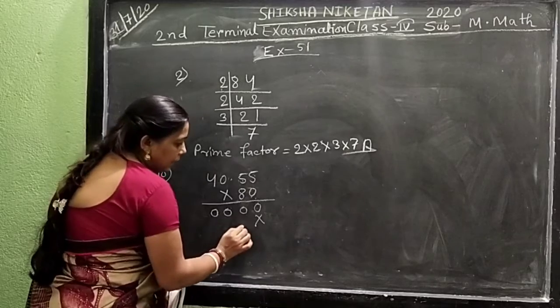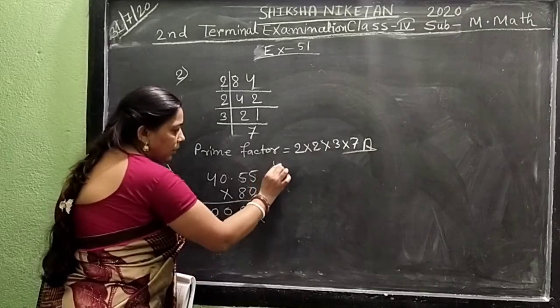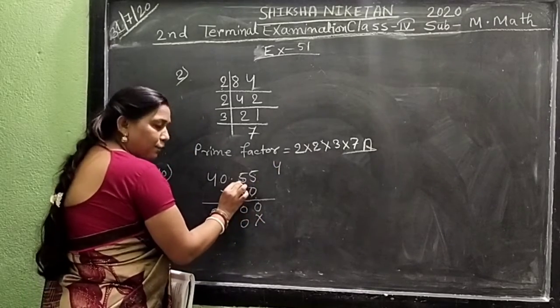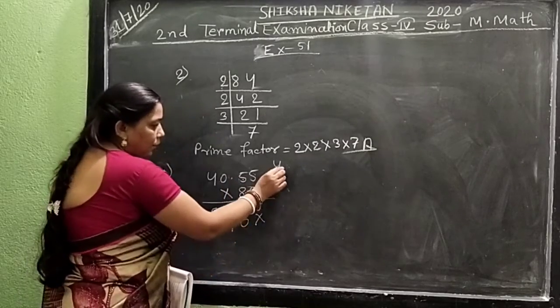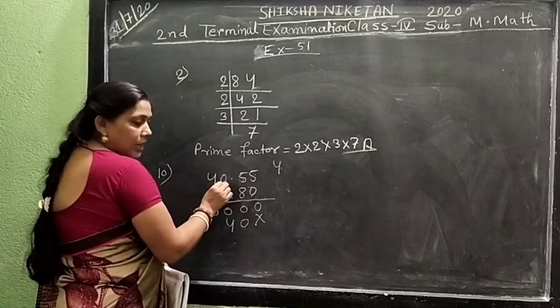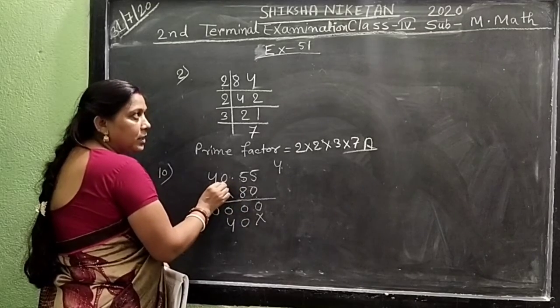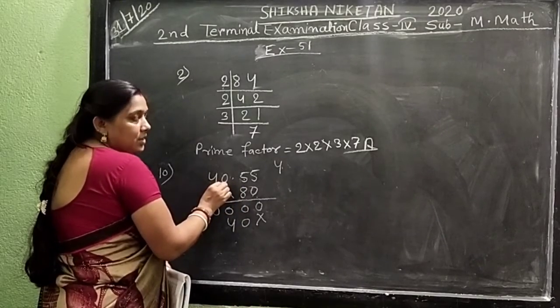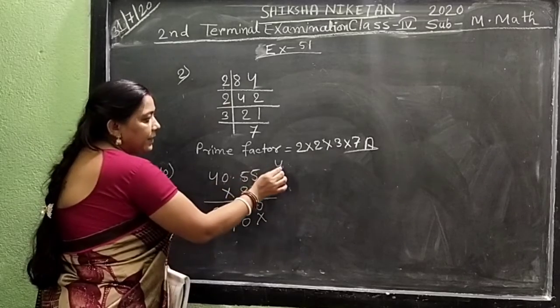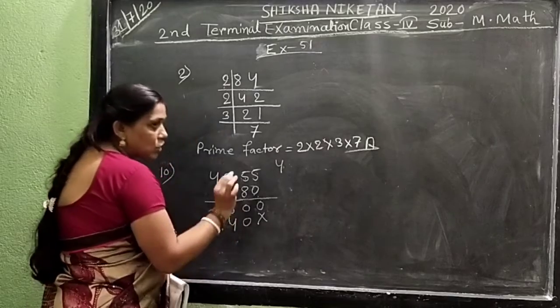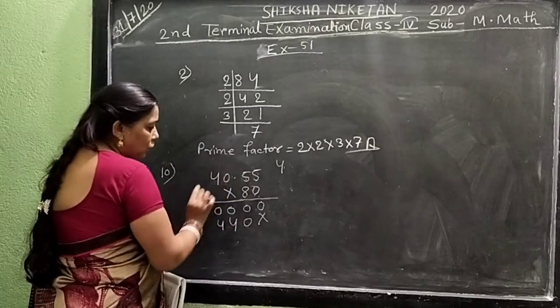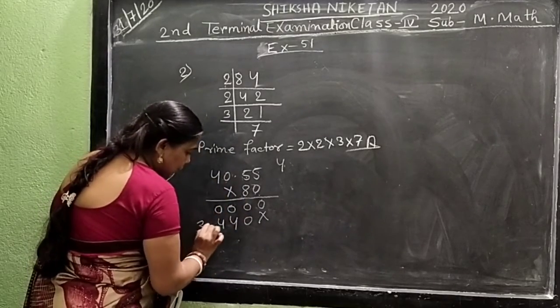8 5s are 40, carrying over 4. 8 5s are 40 plus 4, 44, carrying over 4. 8 0s are 0. When we multiply with 0, answer is 0. Okay. Then we add 4, carrying over 4. We write here 4. 4 plus 0, 4. 8 4s are 32.